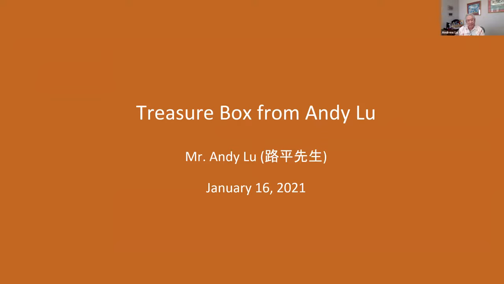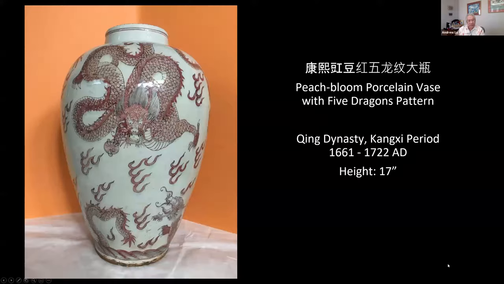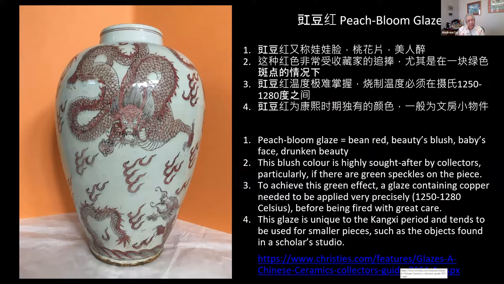And you see a lot of beautiful Qing Dynasty porcelain. Today, what I'm going to share with you is my collection, the Kangxi peach bone porcelain. And this is particularly what the difference is: this kind of red has a little green in there. So it's very hard to achieve. The firing temperature for this kind of color, peach bone, is between 1250 and 1280.